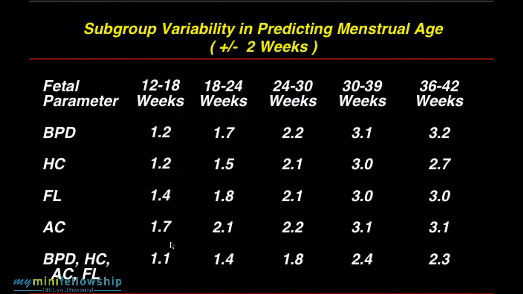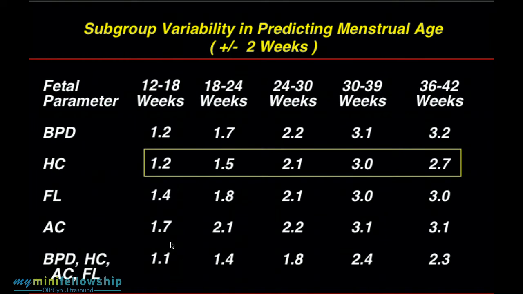Now, one of the other things that Hadlock taught us was that if we were going to just choose one measurement to predict menstrual age throughout gestation, then the head circumference is our single best measurement. Yes, it's technically more challenging than some of our other measurements, but in fact, it predicts what we want it to predict the best.